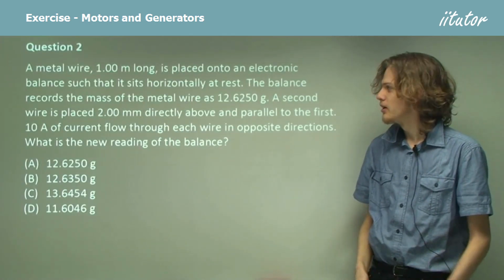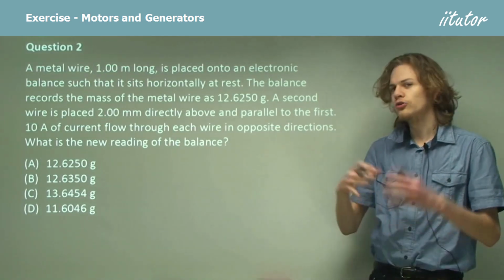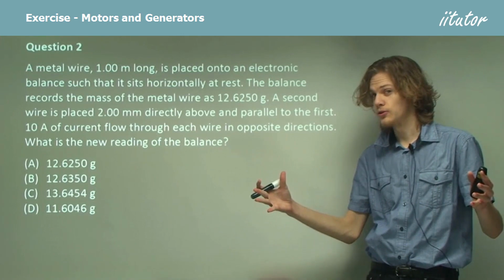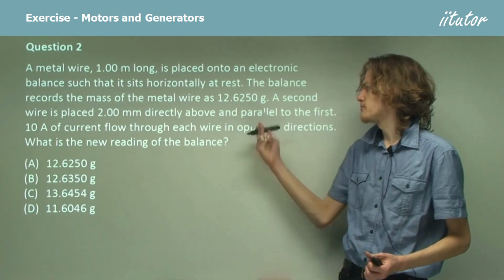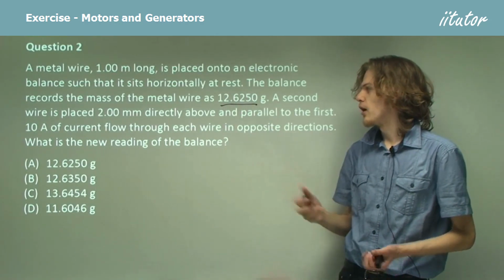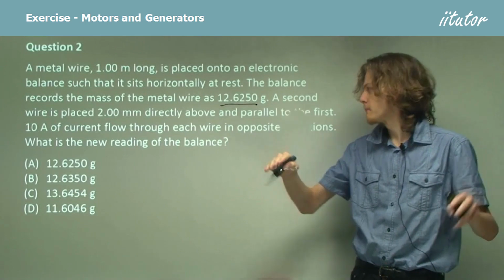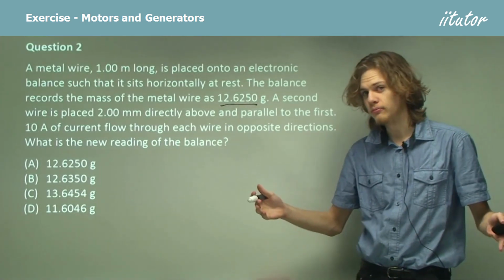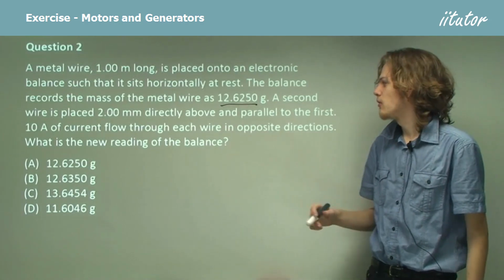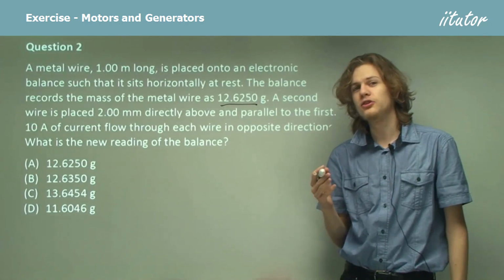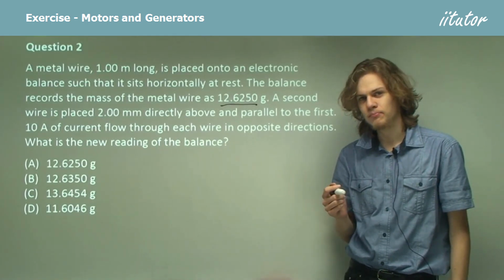Question 2. A metal wire, a meter long, is placed onto an electric balance such that it is horizontally at rest. Following so far? The balance records the mass of the metal wire as this many grams. A second wire is placed just above the first wire, just 2 millimeters above it, and parallel to the first. So now you have two wires and one of them sitting on the scale, and 10 amps of current flow through each wire in opposite directions. So what is the new reading of the balance?